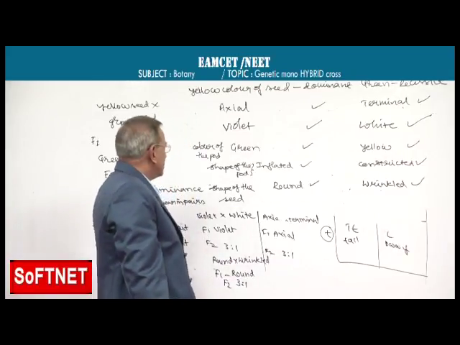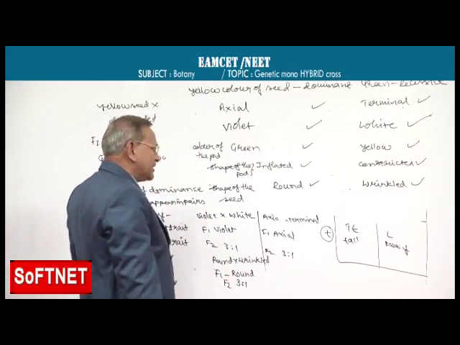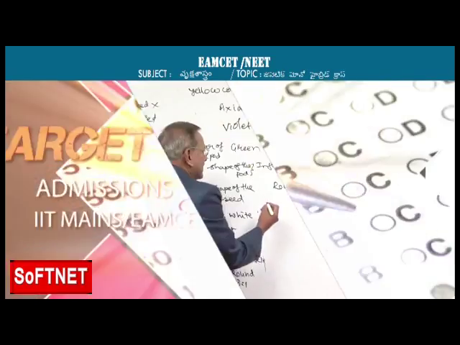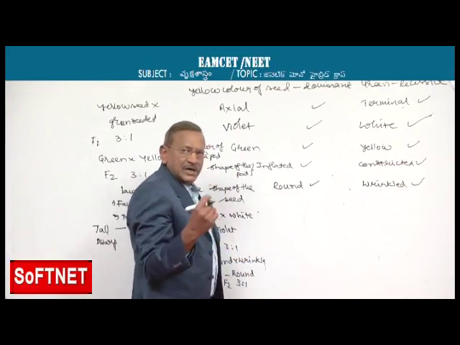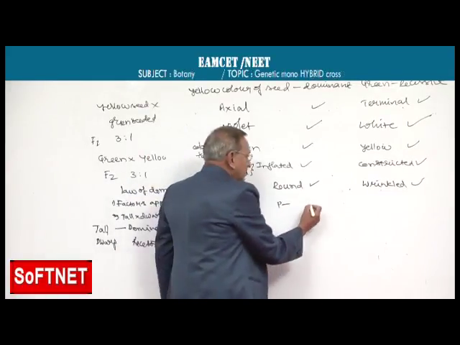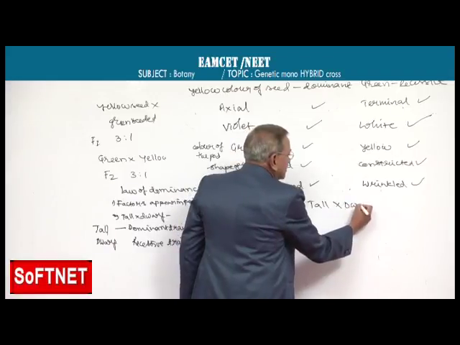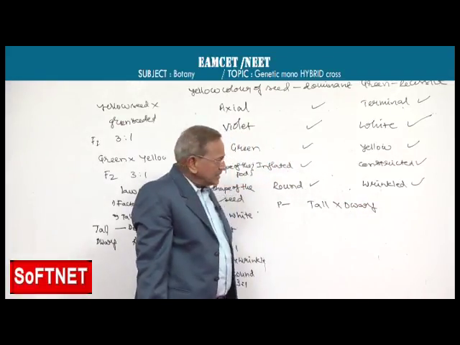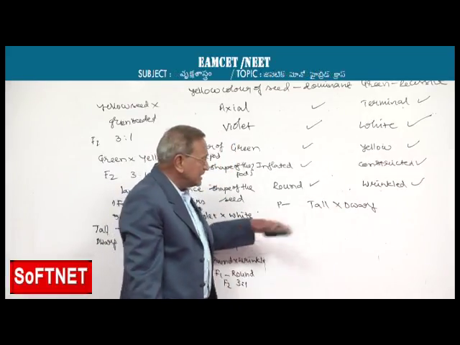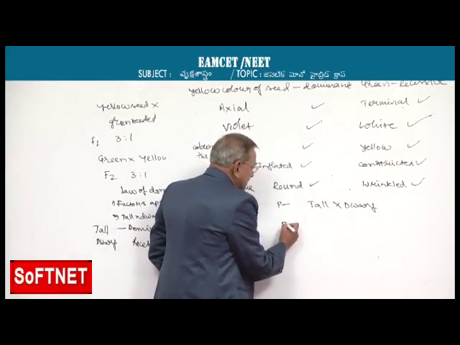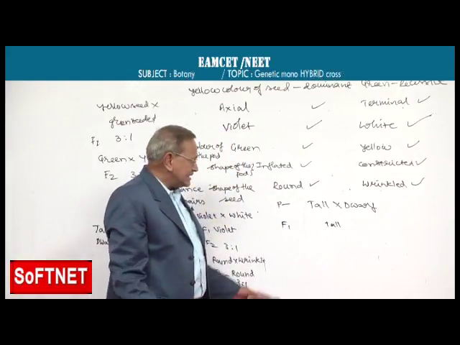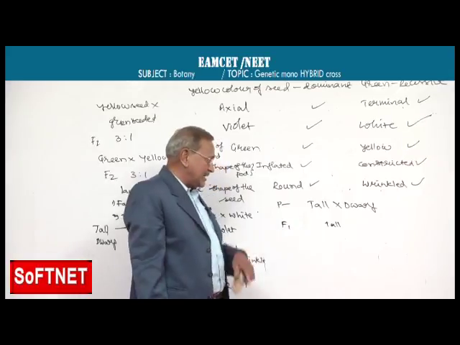Let us go back to the original monohybrid cross between tall and dwarf plants again. We have the P generation, parent generation, tall crossed with dwarf plant. Both are true breeding plants. Tall produces only tall progeny, dwarf produces only dwarf progeny. When these are crossed, seeds are obtained and the seeds all are tall. All F1 progeny, all seeds of the hybrid, developed into tall plants only.